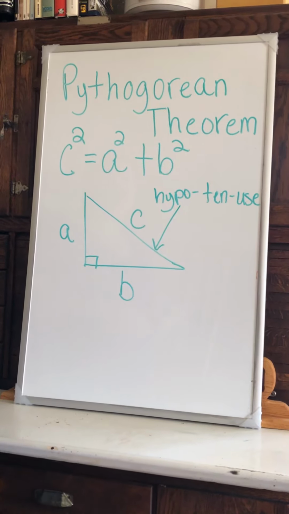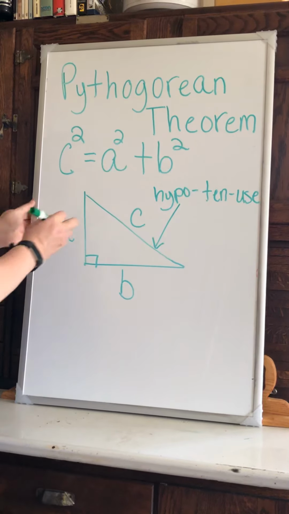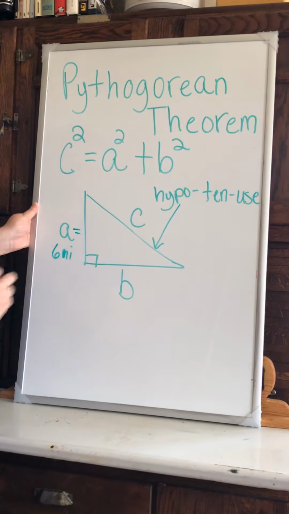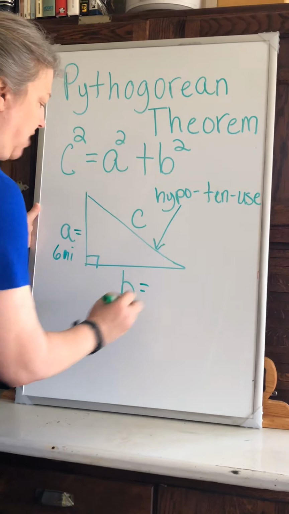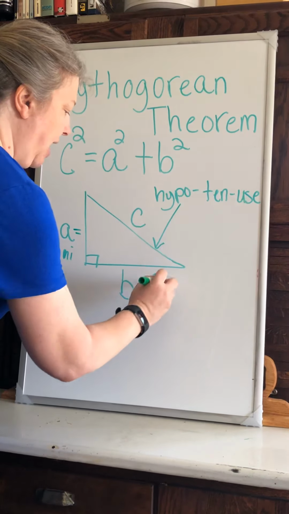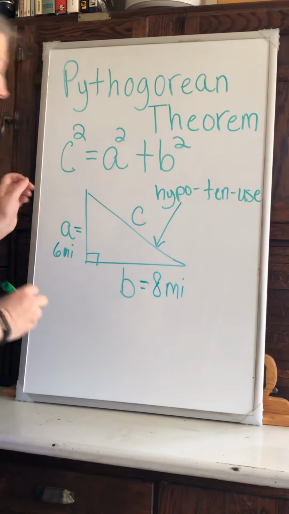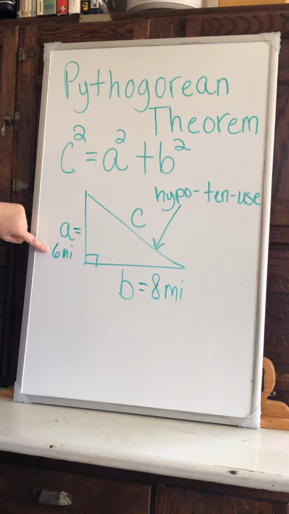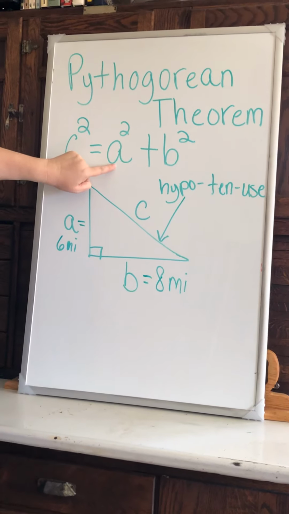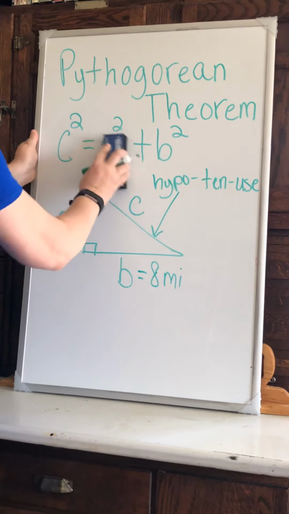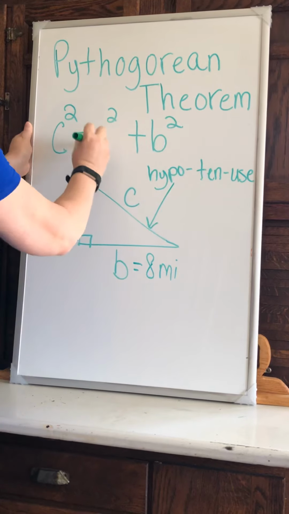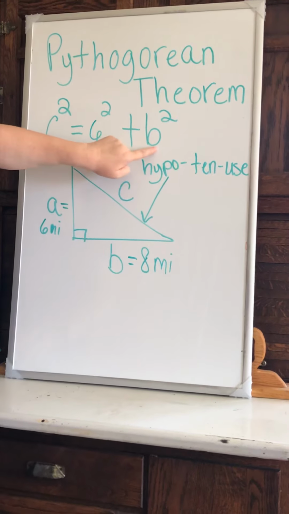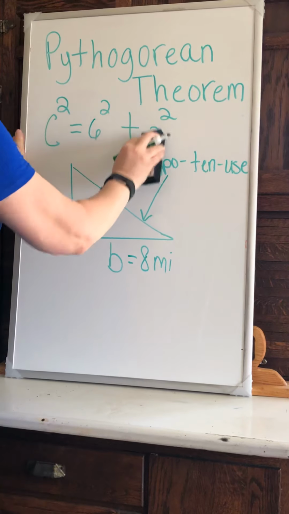Well, I'm going to tell you right now that A is going to equal 6 miles, okay? And let's say that B equals 8 miles. So I'm going to replace where this says A equals 6 miles, I'm going to replace that 6 where the A is. And then this says B equals 8 miles, so I'm going to put 8 in place of where B is.